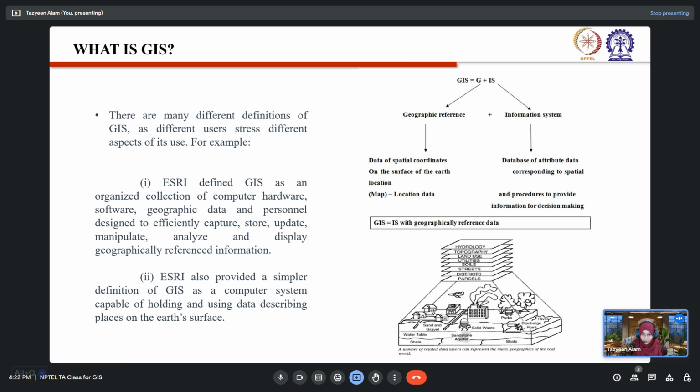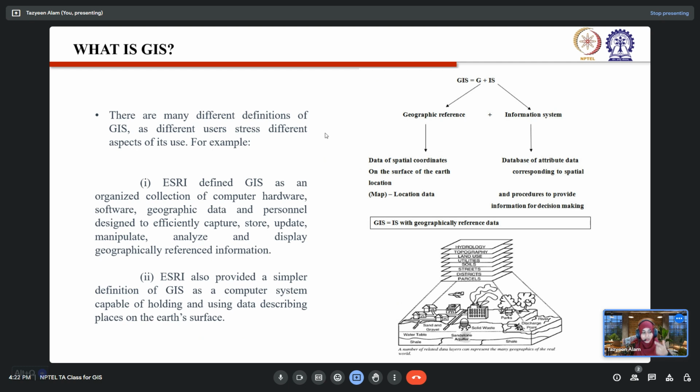There are many different definitions of GIS, as different users stress different aspects of it. So let's take two examples. So first example is SV, how we defined it, which we have already discussed. So it is talking about a computer hardware, software, geographic data, personnel designed to efficiently capture, store, and manipulate, and also analyze and display the georeference information.